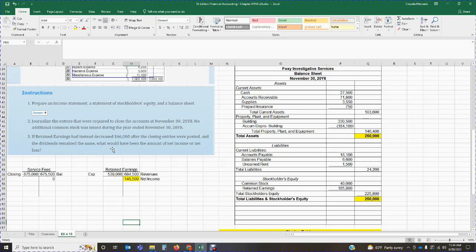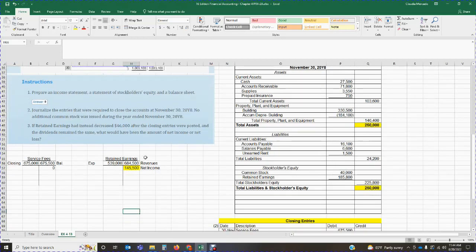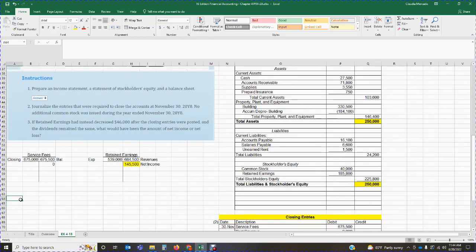Okay, so it says if retained earnings had instead decreased. So if we had a decrease in retained earnings, what would have happened? If retained earnings had decreased by 46,000. So here retained earnings had increased initially. They're saying what if it had decreased by 46,000 after the closing entries were posted and the dividends remained the same? What would have been the amount of net income or net loss? Let's do that one over here. Requirement 3.